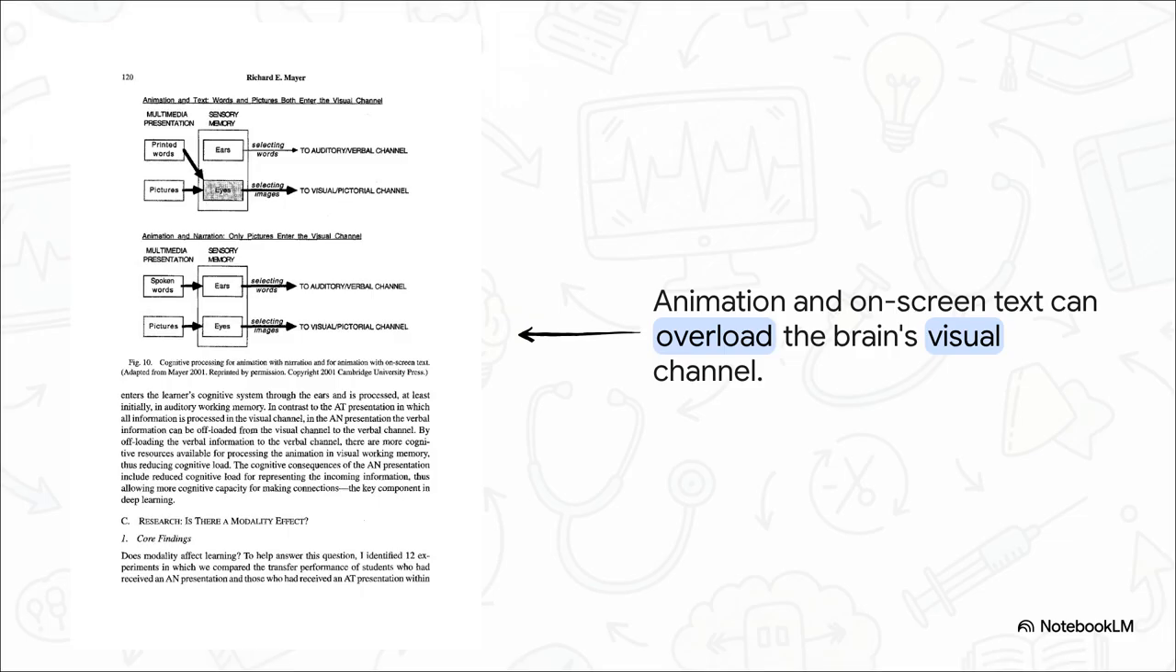Now, this diagram might look a little complicated, but the idea behind it is really simple. Look at the top half. When you show an animation and a bunch of on-screen text at the same time, you've got two sets of visual information, the pictures and the printed words, trying to cram through your eyes, your visual channel, all at once. It literally creates a cognitive traffic jam. The brain gets overloaded and learning just tanks.